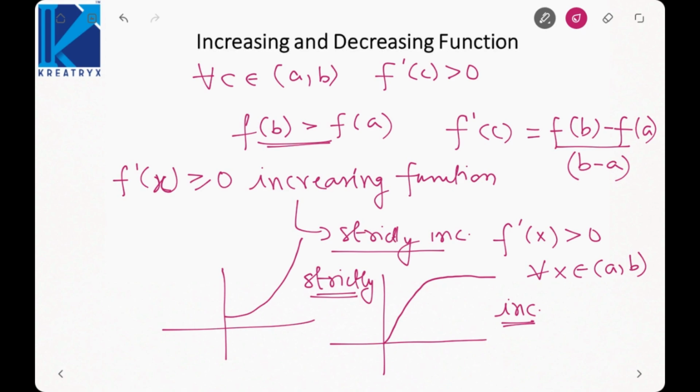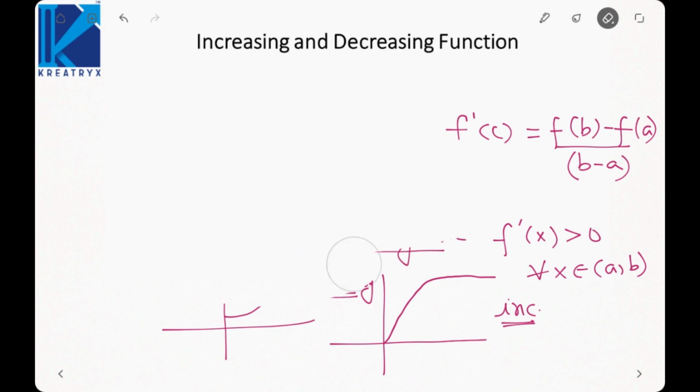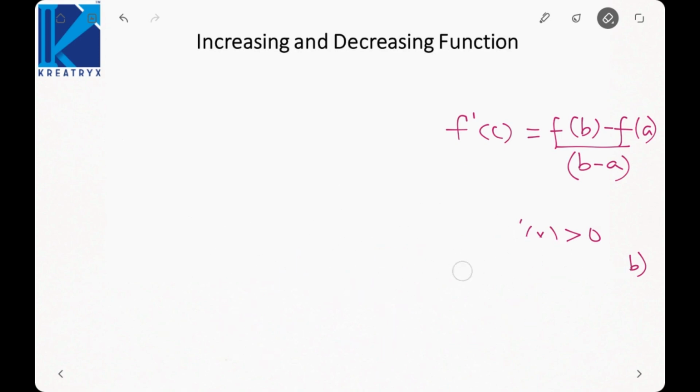Similarly, the converse, if we talk about it, that is, if I give you that the derivative is less than 0, what does that mean?